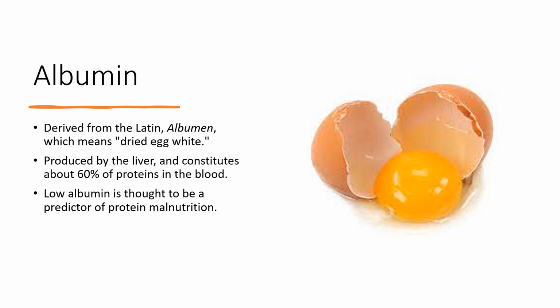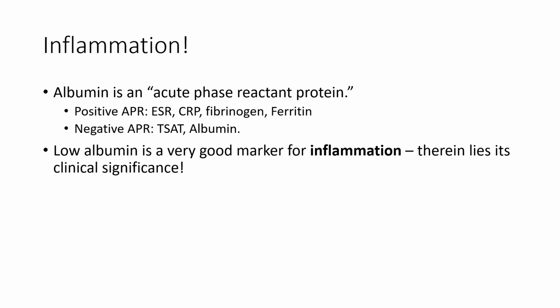We know that low albumin is a predictor of protein malnutrition. It's also a marker of increased mortality. So dialysis patients with low albumin have a much higher rate of hospitalization and increased mortality compared to those with normal albumin. Why is this? The main reason is that albumin is also an acute phase reactant protein.